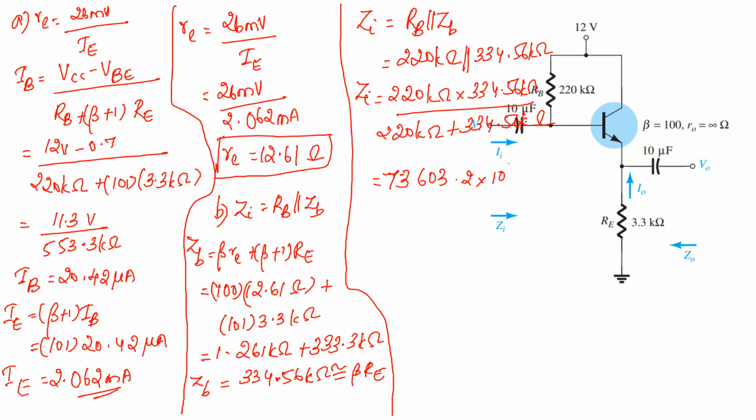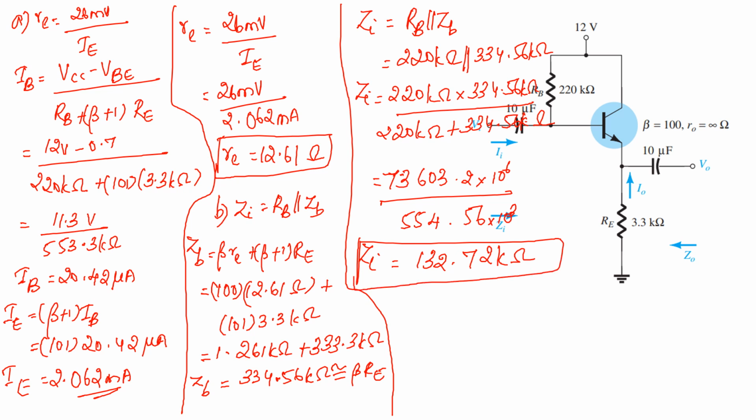Okay. So you will be getting in and around 73603.2 into 10 raised to 6 divided by 554.56 into 10 raised to 3. So ZI will be approximately equal to 132.72 kilo ohm. Okay. So the second value you have got it. Input impedance is equal to 132.72 kilo ohm. Now moving on to the C part, you have to find out what is your output impedance.